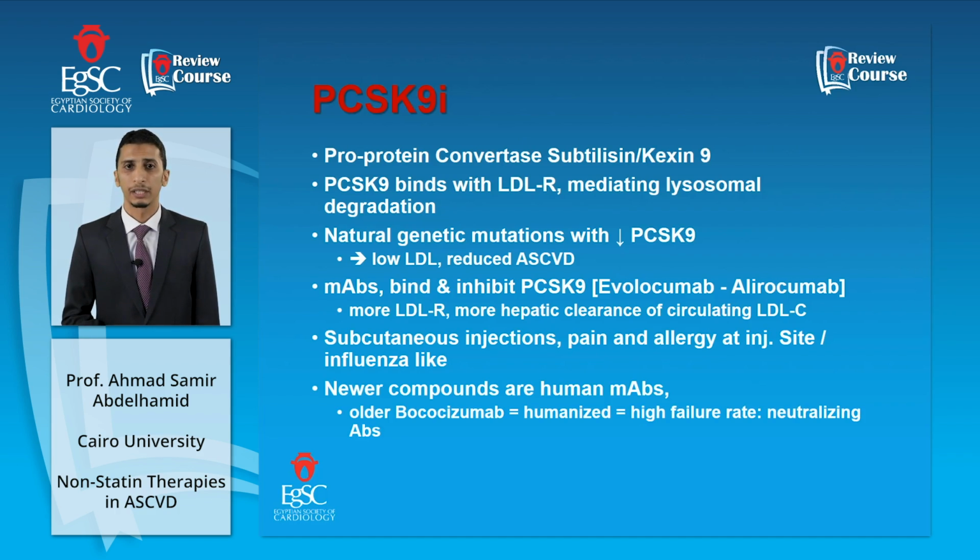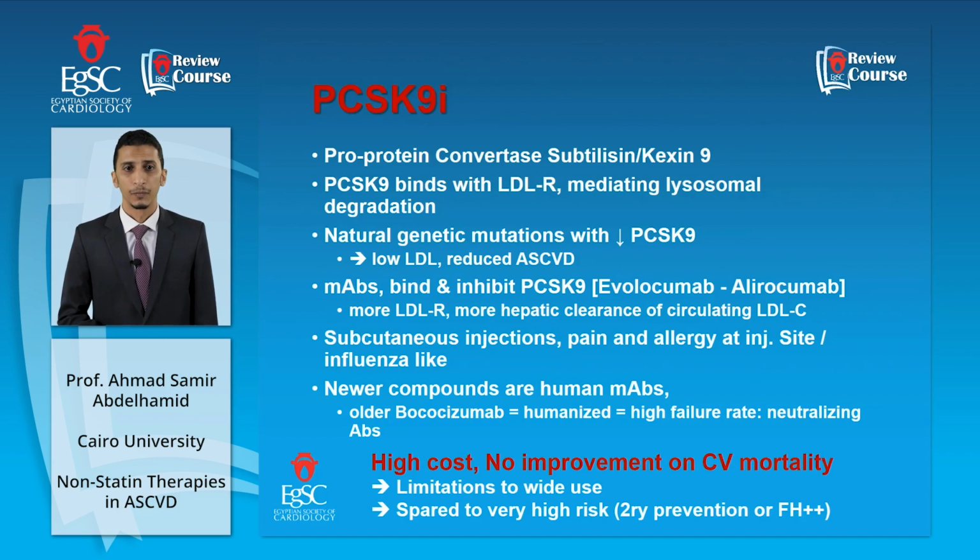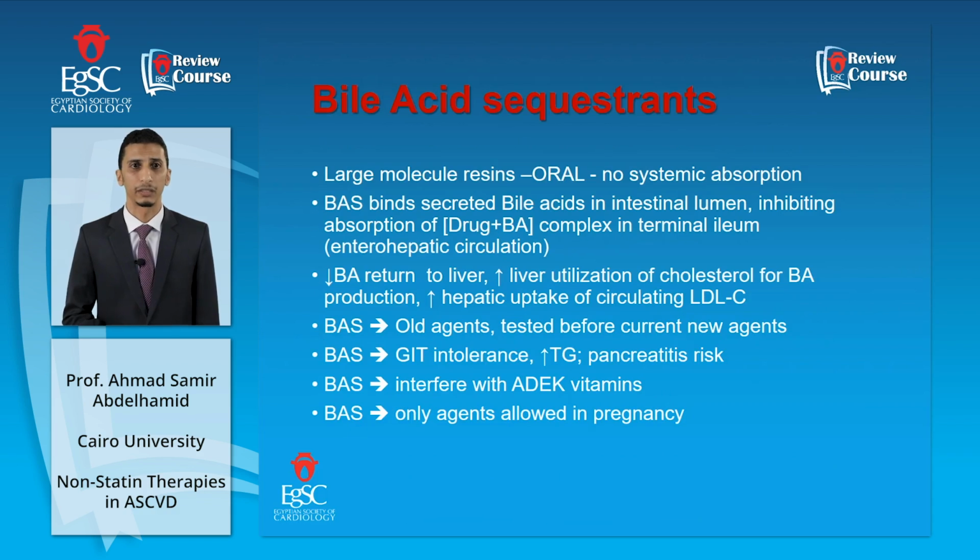The newer compounds like evolocumab and alirocumab are human monoclonal antibodies, while the older one, bococizumab, was humanized, and it failed to be propagated into our current practice because there was a high rate of neutralizing antibodies that our bodies form against it. Being of high cost and with no significant improvement in cardiovascular mortality, they are limited from being used widely, and they are currently spared for very high-risk secondary prevention or familial hypercholesterolemia cases.